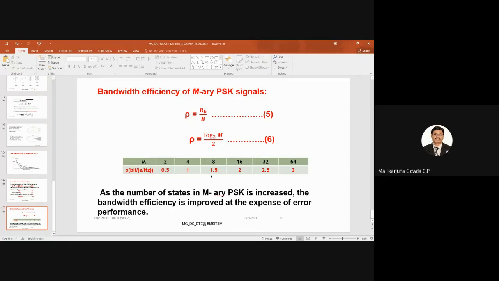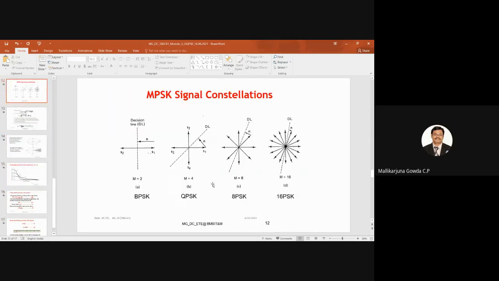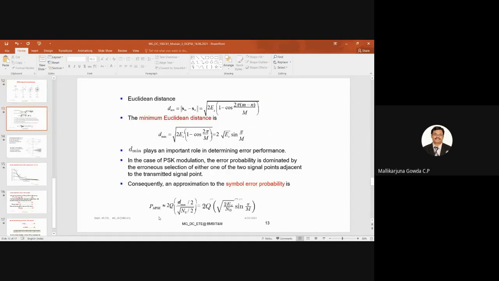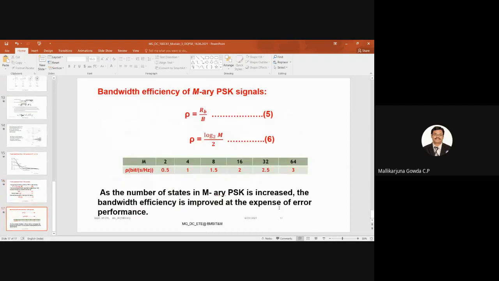But at the cost of what? There will be an increase in the probability of error also, because we know the expression for probability of error. Here I think I skipped that. I did not say much. Just see, this is the symbol error probability, 2Q of root of 2Es by N0 sin pi by M. Just have a look at this. It's an important relation. Fine. So this is all about M-ary PSK.